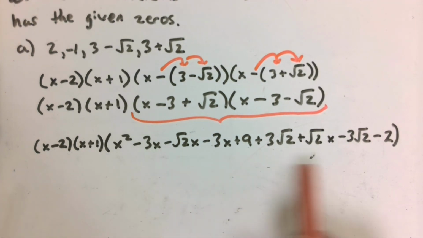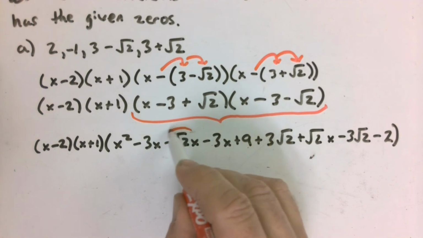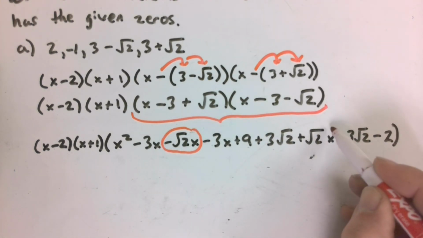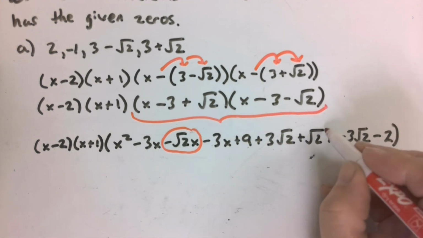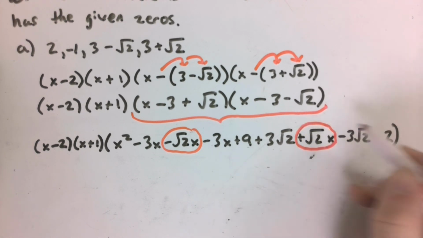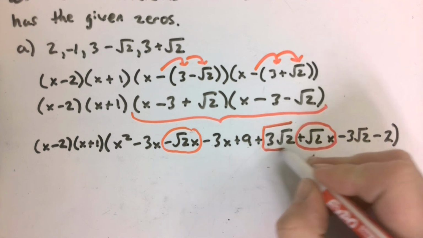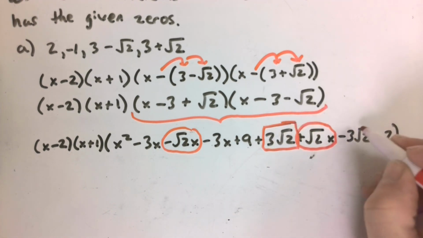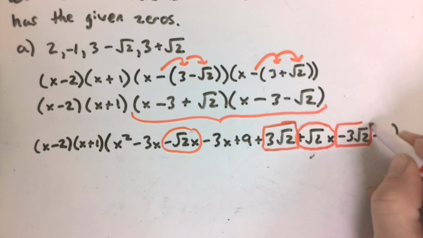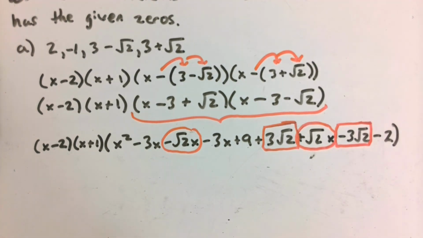And if you take a look at all 9 of those terms, anything with a square root is actually going to cancel out. We have here a minus root 2x, and here a plus root 2x. Those are opposites, so those cancel. We do have a 3 root 2, which is a positive, and a -3 root 2. So those cancel. So everything there in red, those are just going to cancel out.